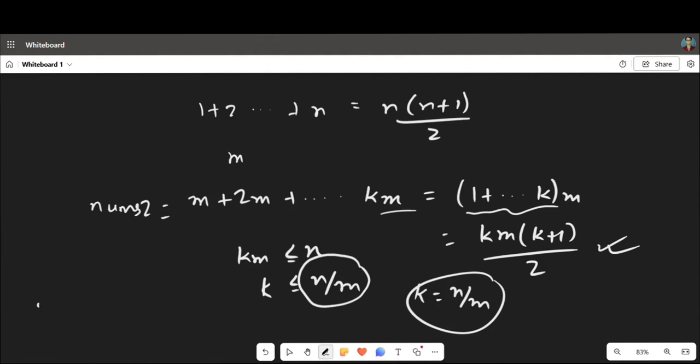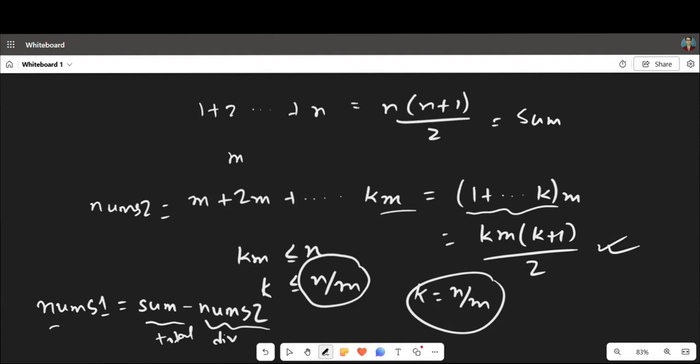now nums1 gives the total sum which is not divisible, so that will be nothing but the total sum minus nums2, because the total sum minus the sum which is divisible by m gives the sum which is not divisible by m. Okay, so all we need to do is return nums1 minus nums2, so we can easily do that. Okay, so let's try to code it out quickly.